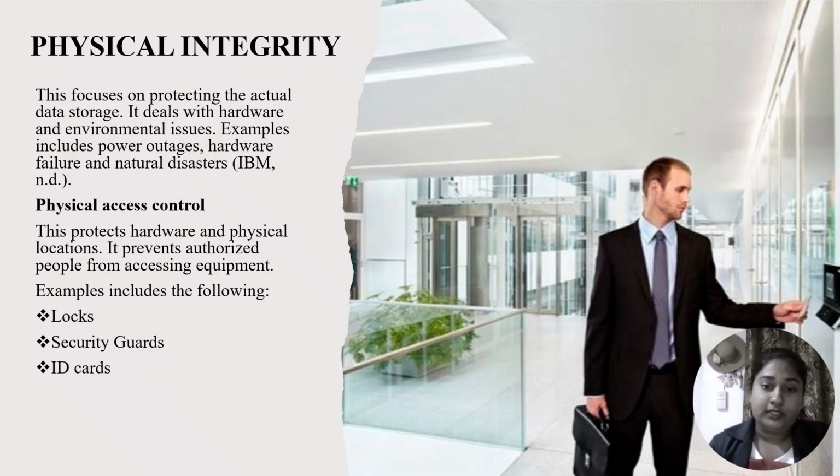Physical integrity. Physical integrity is about protecting the actual data storage and hardware from damage or unauthorized access. This includes threats like natural disasters, power outages, and hardware failure. For example, if a server room floods during a storm, the organization could lose important data unless it has proper backup and protection.